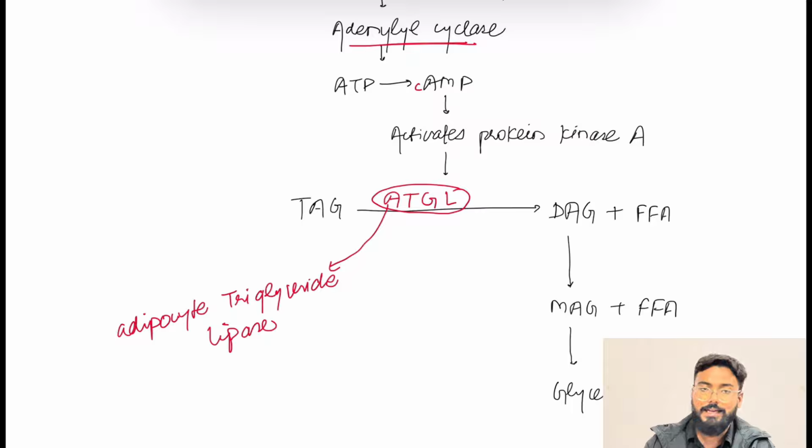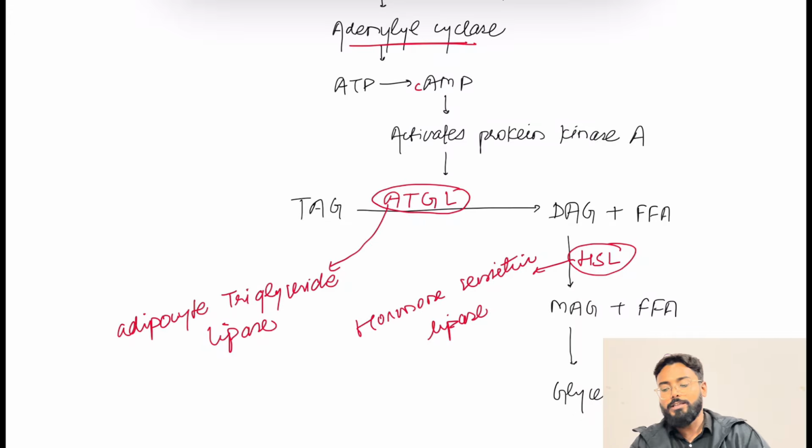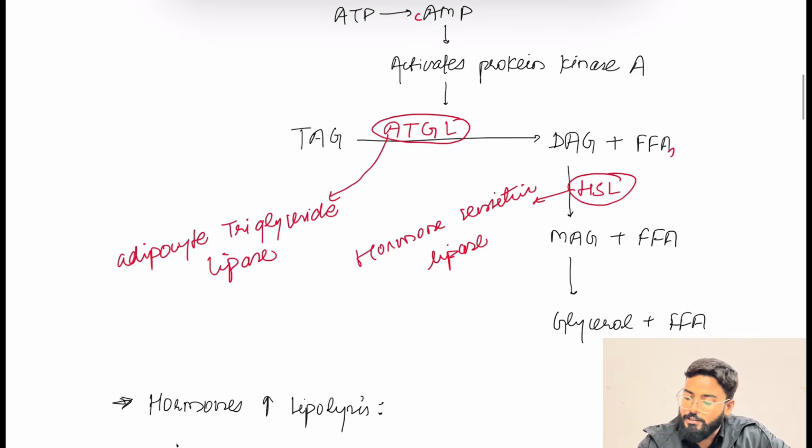Further, this diacylglycerol, another hormone is going to act on this, that is your HSL, that is your hormone sensitive lipase. This hormone sensitive lipase is going to break down a molecule of diacylglycerol into monoacylglycerol, and it will further release one molecule of fatty acid. So this is your fatty acid 1, this is your fatty acid 2, and this is your fatty acid 3.